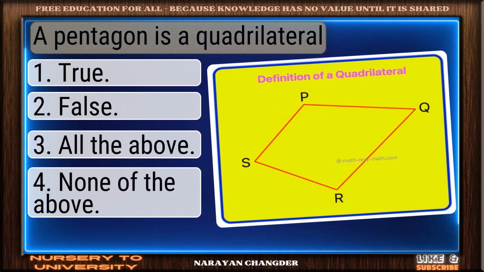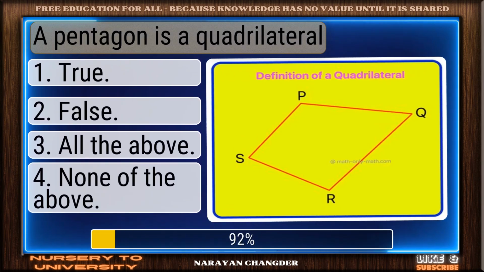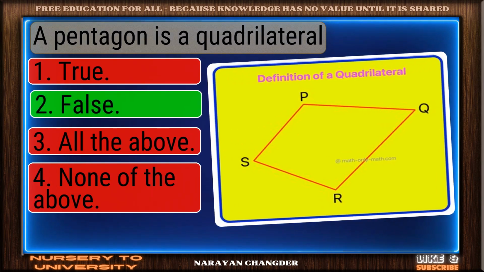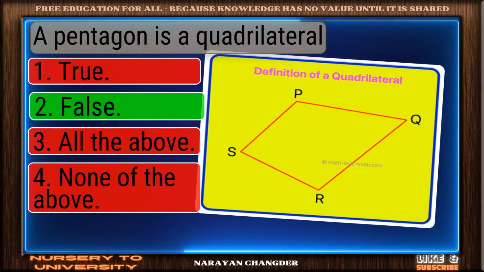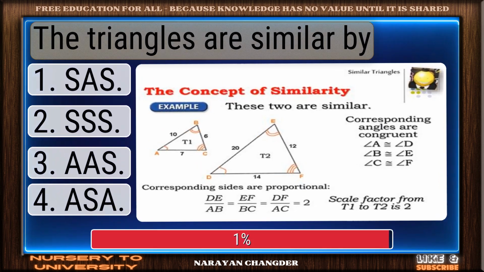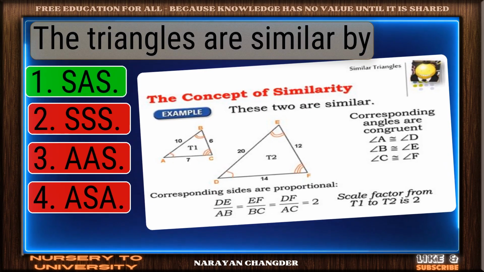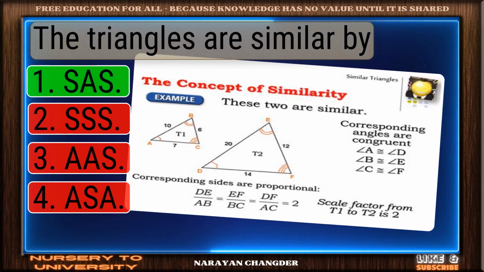Question number 273. A pentagon is a quadrilateral. Perfect. False is the correct choice. Question number 274. The triangles are similar by... You're right. SAS is the correct answer.